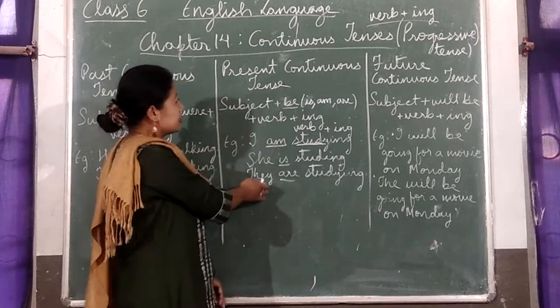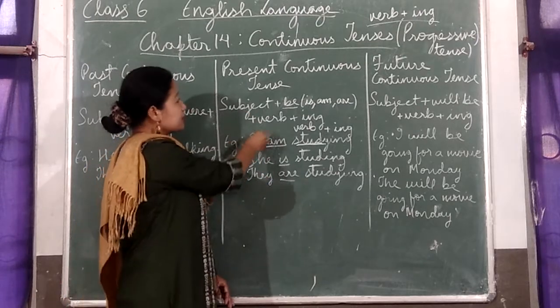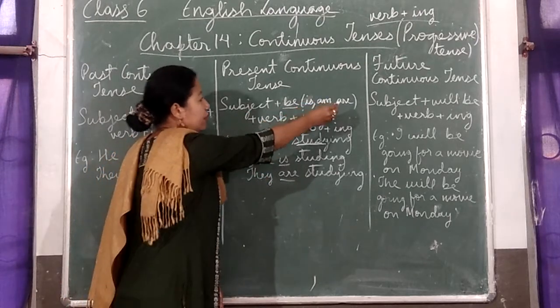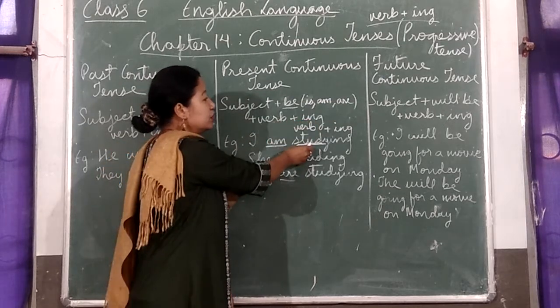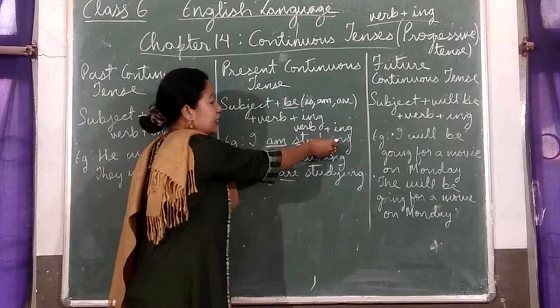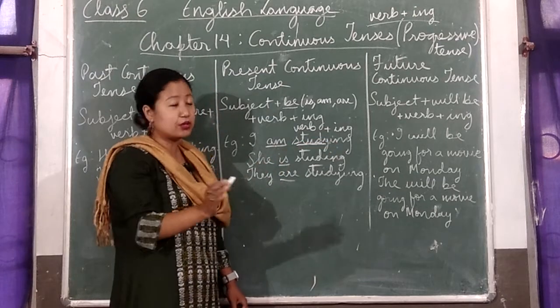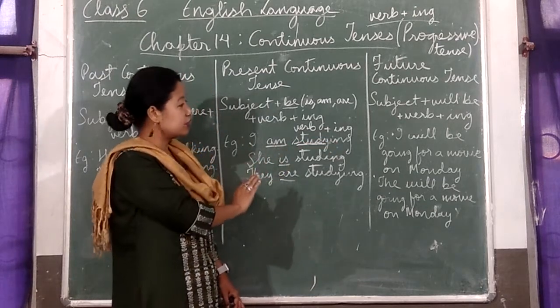Okay, and these are your examples. You'll have subject, be verb, is, am, are, and all you have to do is verb plus ing. So studying, study plus ing, studying. Okay, that's all you're doing in present continuous tenses.